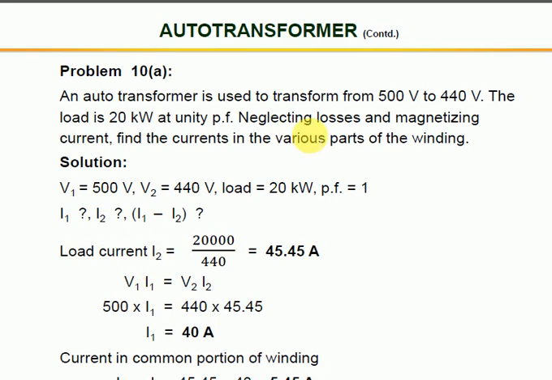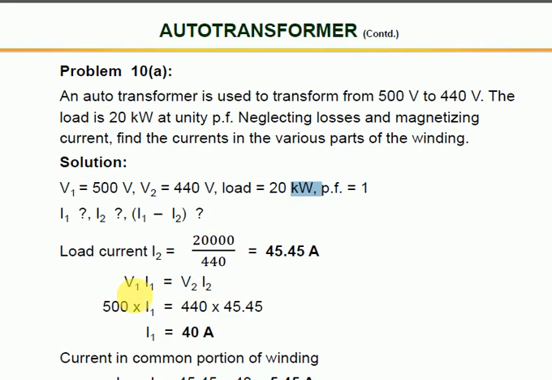The load current in the secondary is given by 20 into 10 raised to power 3 upon 440, where 440 is the secondary voltage. It is the load and it is the secondary voltage, then you will find the value. If it supplies the load, this is the value of power, given in kilowatt, then power upon voltage is equal to current.